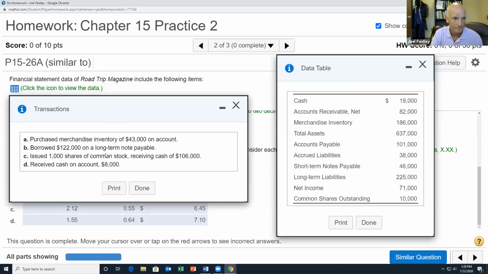Then we go to C, issued 1,000 shares of common stock, receiving a cash of 106,000. All right, so we got cash of 106,000. So I'm going to add that to my 287 again, 287,000.